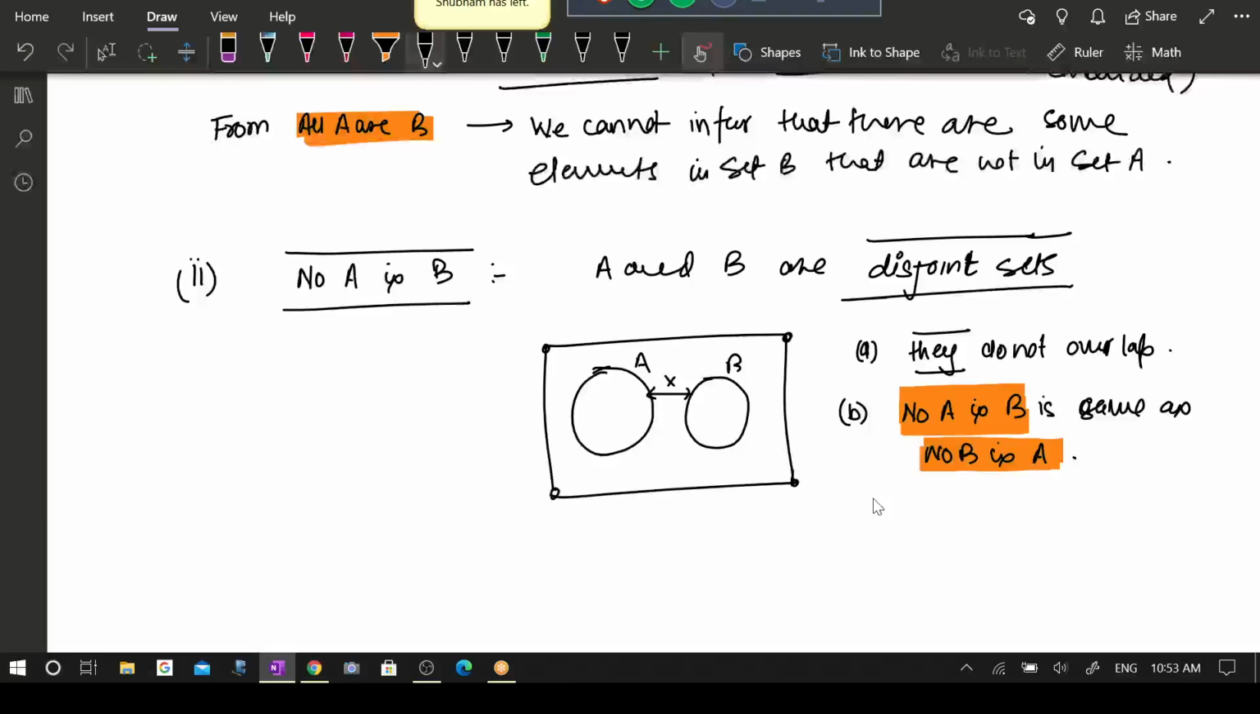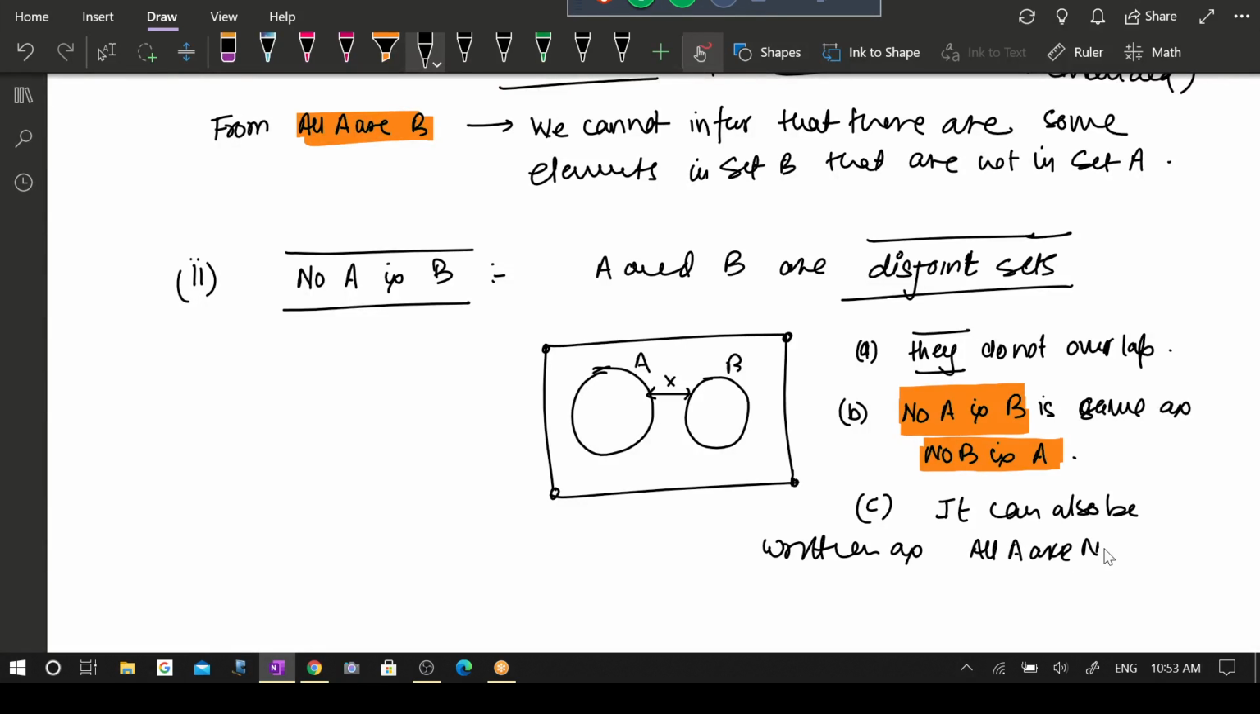And then the last portion again is important. Point number C. It can also be written as "All A are not B". All A are not B. So please write it properly, guys. It does mean something. I hope these two aspects are very clear.